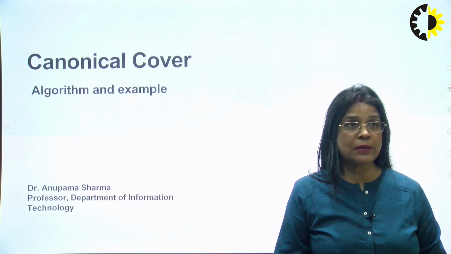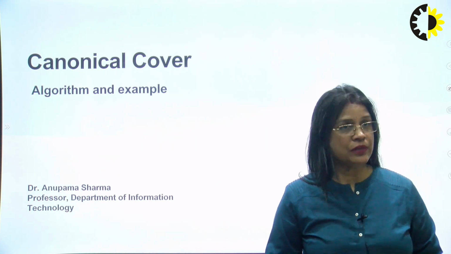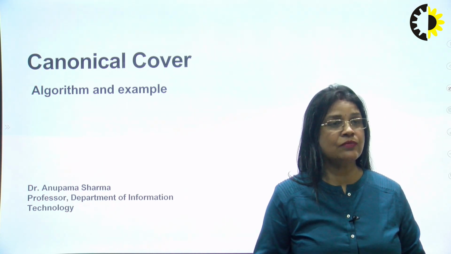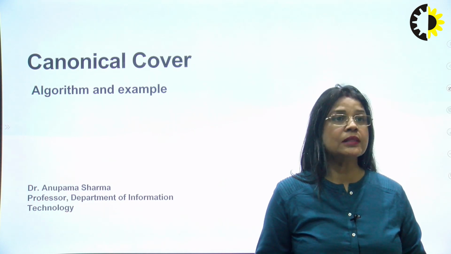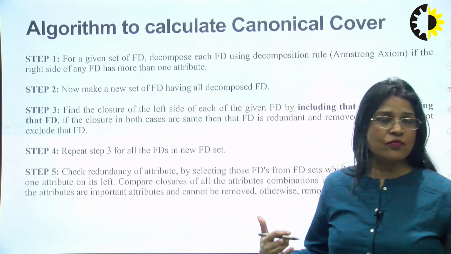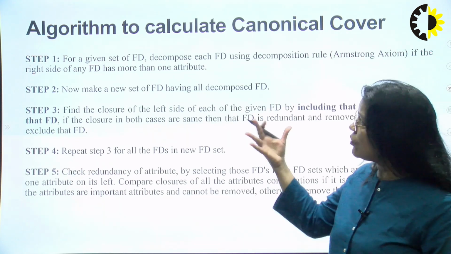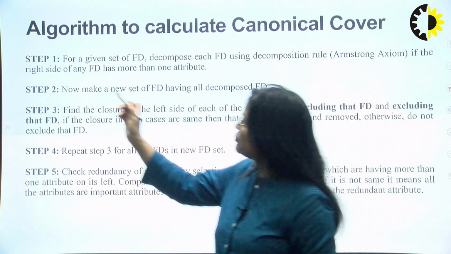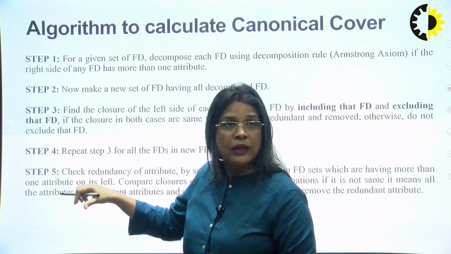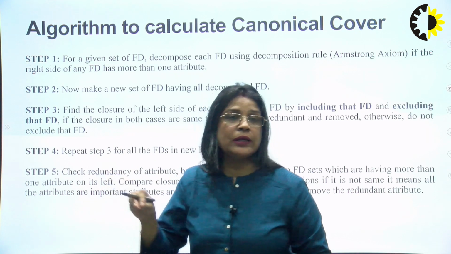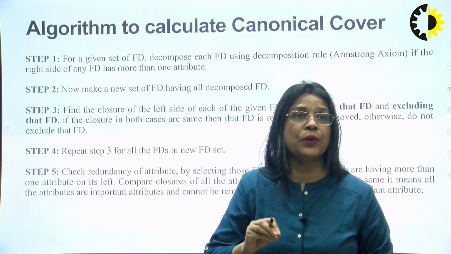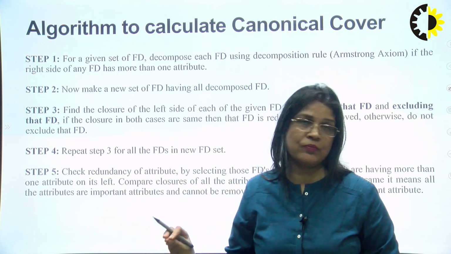Canonical cover is nothing but the minimal set of functional dependency. A functional dependency set will be given to us and we need to find out the minimal set of functional dependency from that. That is what the canonical cover is. We have a set of steps to calculate the canonical cover. Understand the algorithm very well, and you will be able to calculate the canonical cover correctly, and your result will not be wrong anytime.